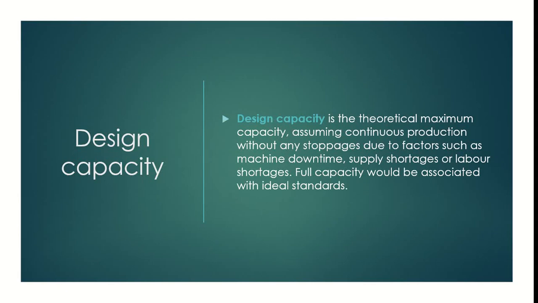So for any organization, this design capacity is the maximum capacity level that they can achieve, which means here they are assuming there won't be any stoppages, there won't be any labor shortages, there won't be any machine downtime. Here they are assuming all resources are utilized effectively and they are trying to achieve their maximum capacity. So that is their design capacity. So here remember that the organizations are assuming they are using ideal standards. It is very important, you highlight ideal standards.